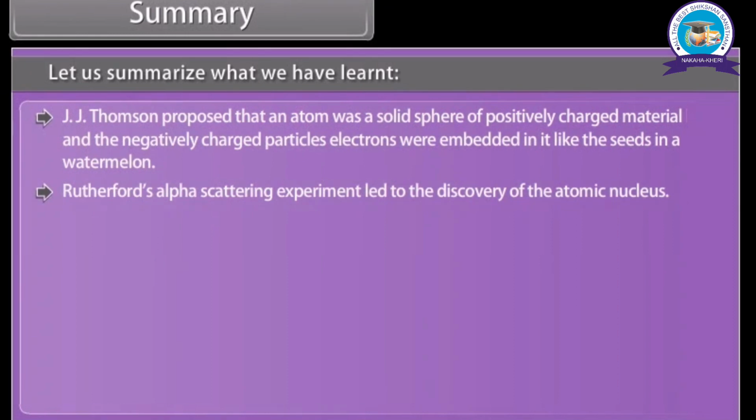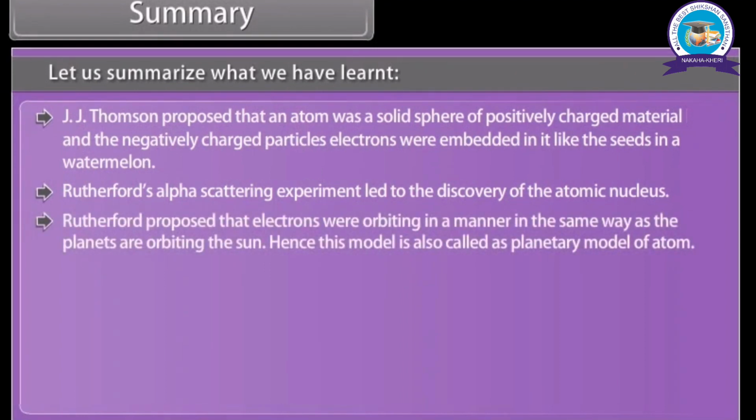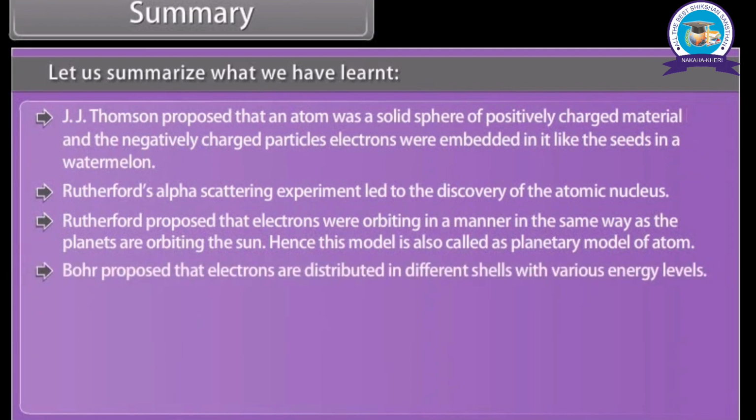Rutherford's alpha scattering experiment led to the discovery of the atomic nucleus. Rutherford proposed that electrons were orbiting in the same way as the planets are orbiting the Sun. Hence, this model is also called the planetary model of the atom. Bohr proposed that electrons are distributed in different shells with various energy levels.